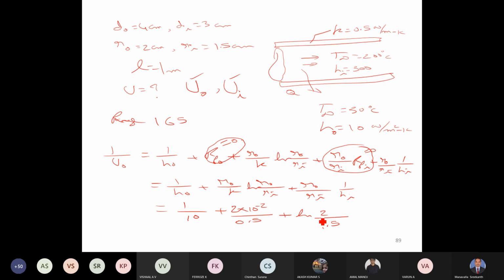Now in this ratio, I am not converting the 2 centimeters and 1.5 centimeters to meters because this is a ratio, and if I convert, the 10 power minus 2 in the numerator and the 10 power minus 2 in the denominator will cancel off. So there's no point in doing it. But in the first term I have to convert because this is an absolute value, not a ratio of radii. If you are not comfortable, you can convert it, but it will get cancelled and the result will still be the same. Plus this term, RO by RI, is 2 divided by 1.5, multiplied by 1 by HI, which is 1 by 300.